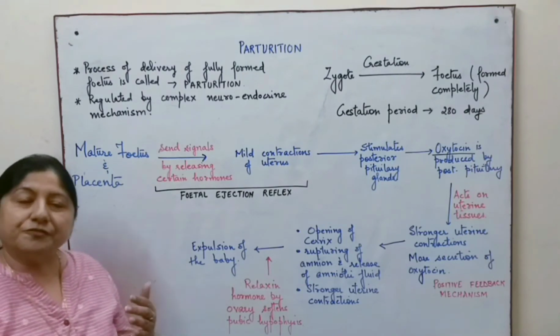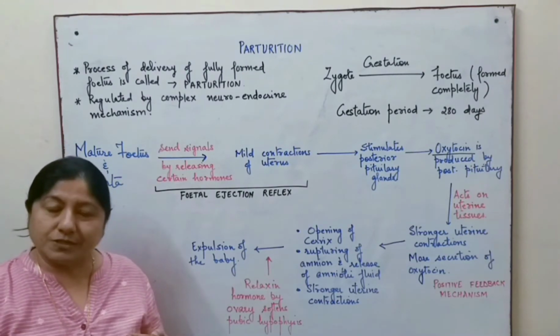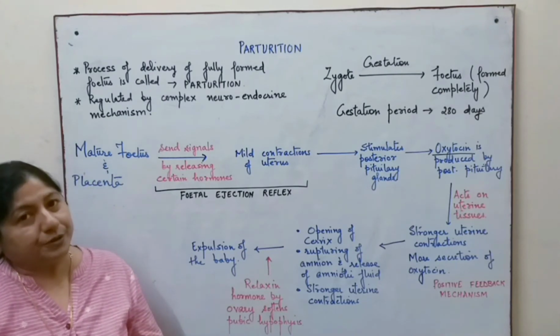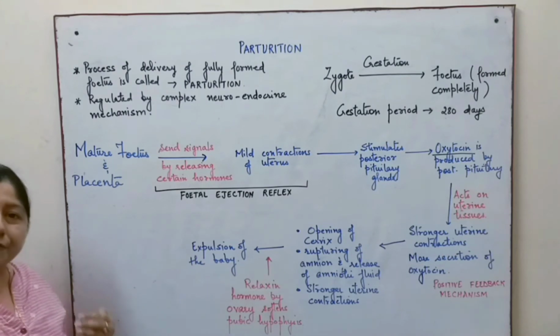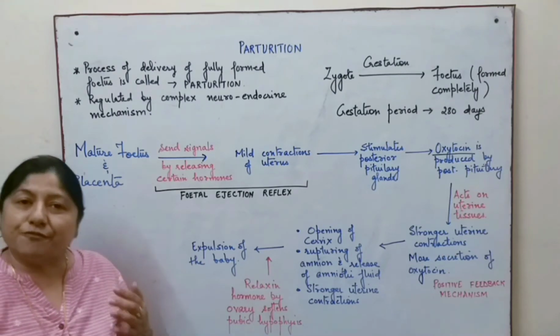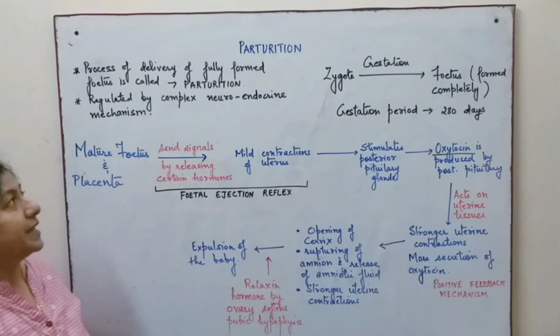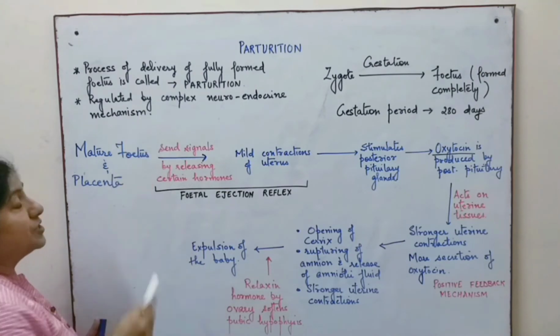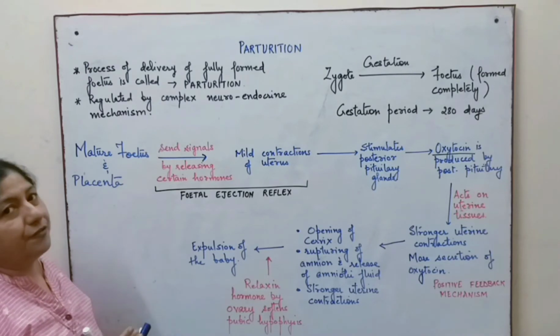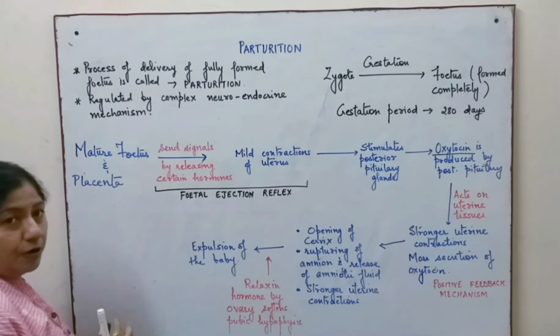So after the fetus is completely formed, it is ready for birth. And the process of the birth of the fetus, which is fully formed or fully developed, is known as parturition. So parturition is actually the process of delivery of the fully formed fetus.